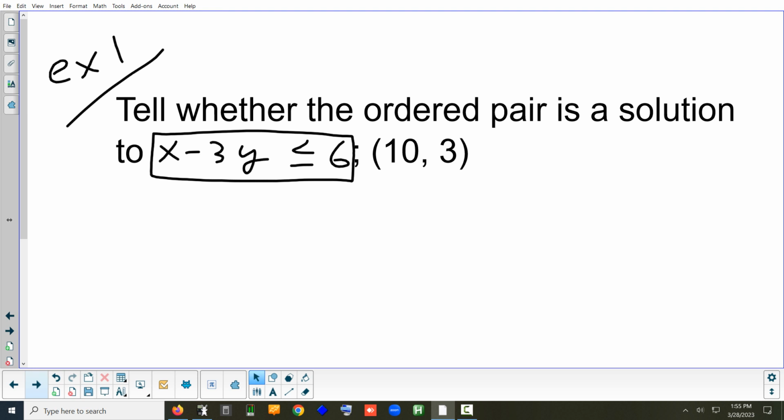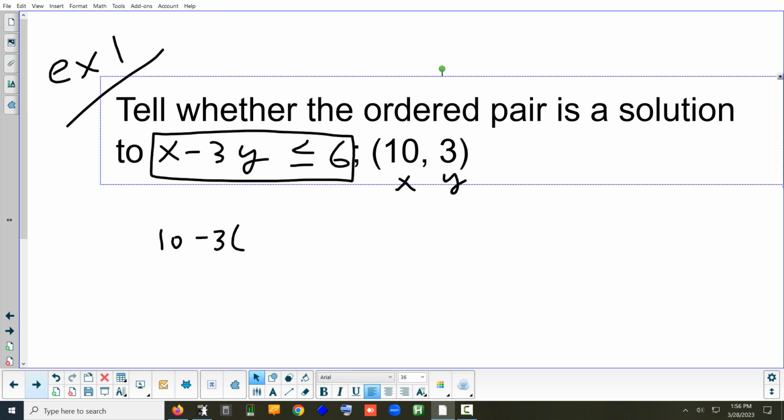Okay, so let's start with the 10. Abby, what's the 10 going to be in that formula? X. And Sophie, what about the 3? Y. So now fill in 10 for X and 3 for Y and see if it comes out true. So 10 minus 3 times 3 is less than or equal to 6. And I'm going to put a question mark above it because I don't know. That's what I'm trying to figure out.